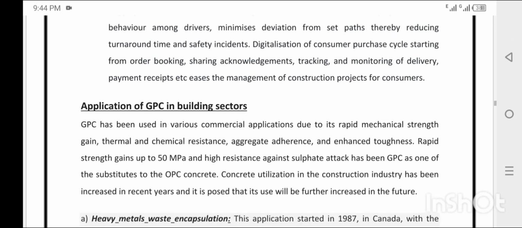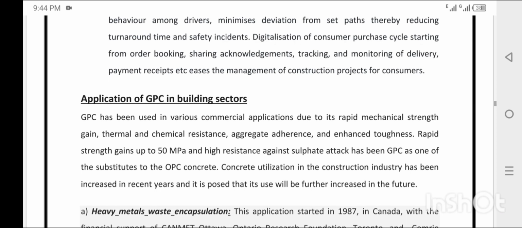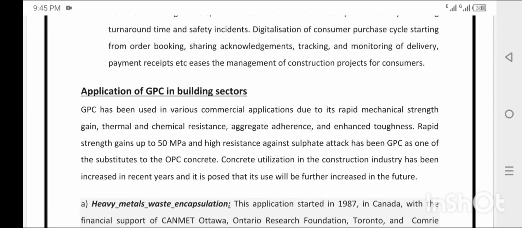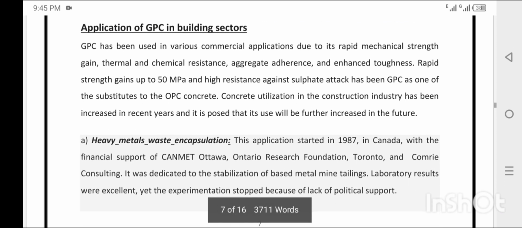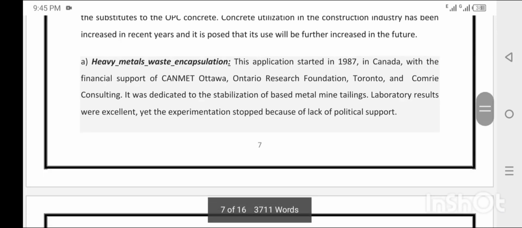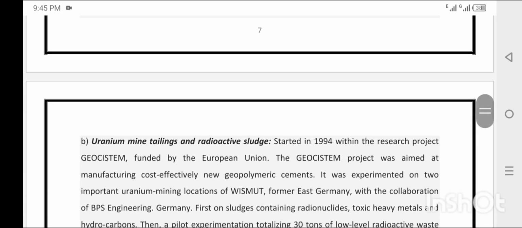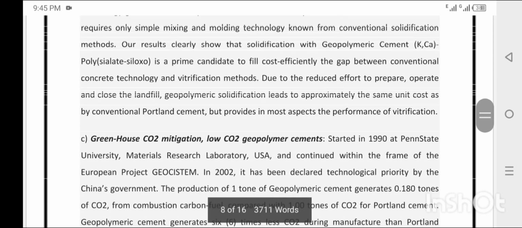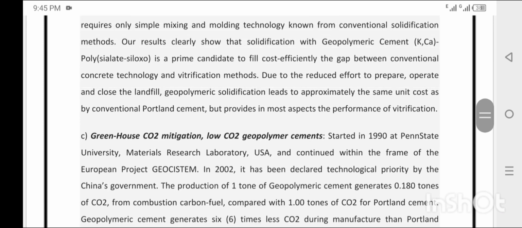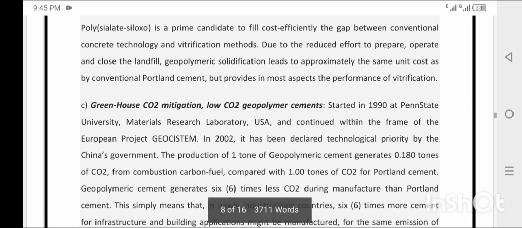Now, the other step is application of geopolymer cement in building sectors. These include heavy metal waste encapsulation, then we have uranium mine tailings and radioactive sludge. After that, greenhouse carbon dioxide mitigation, low carbon dioxide geopolymer cements.